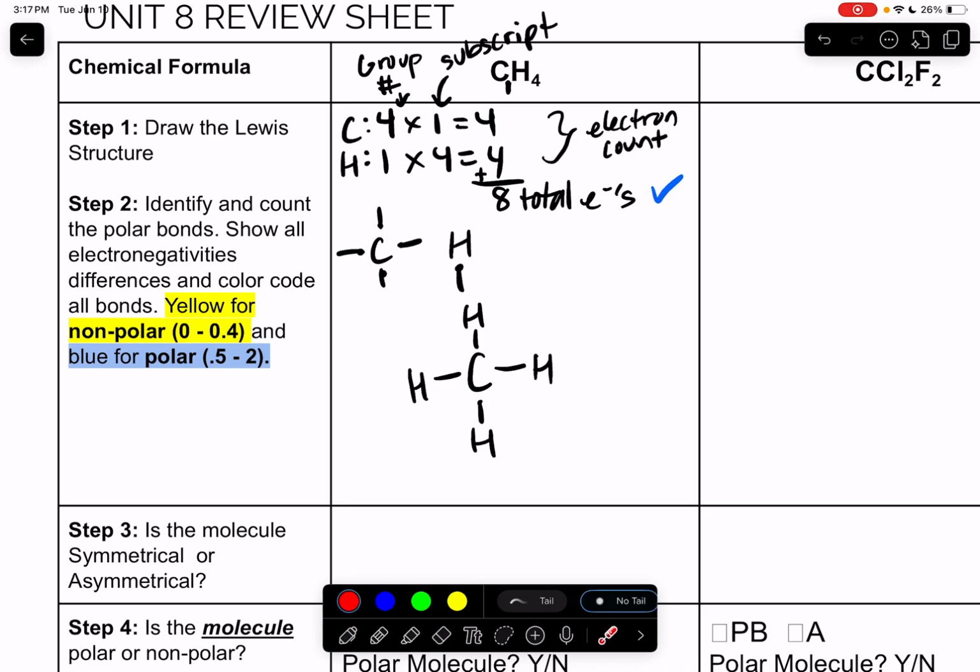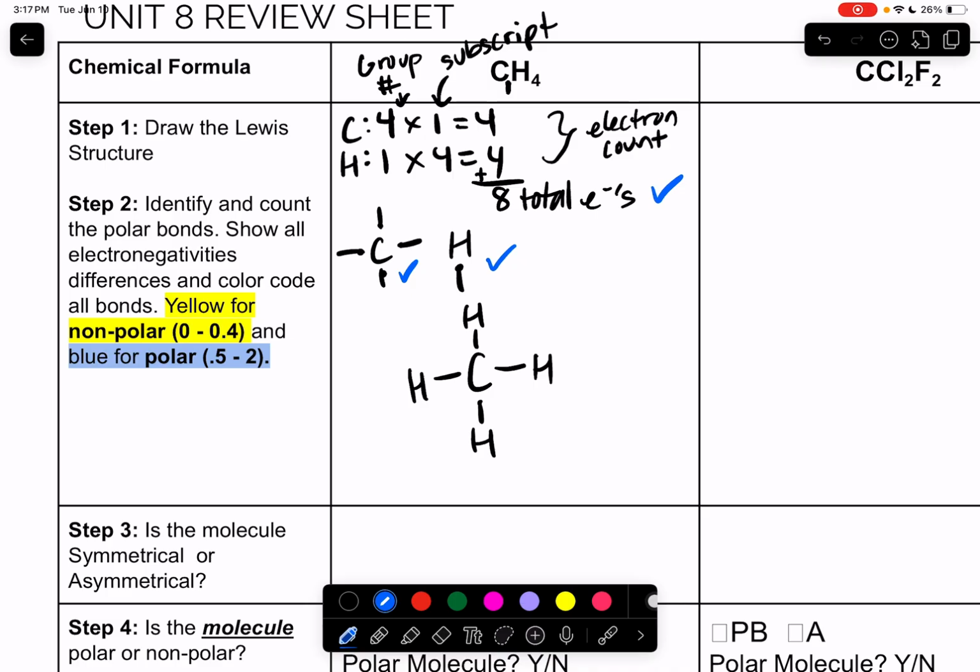If I look at my structure, carbon is making 1, 2, 3, 4 bonds. So carbon's happy. And each hydrogen is making just 1 bond: this is 1 bond, this is 1 bond, this is 1 bond. So this checks out. I have a total of 8 electrons, each carbon is making 4 bonds, and each hydrogen is making 1 bond. Everything's looking good, so that's my structure.